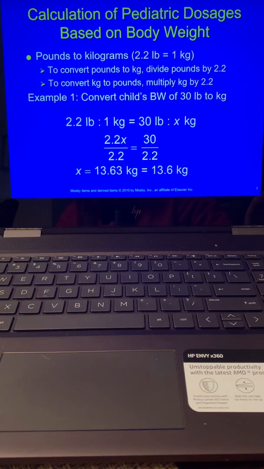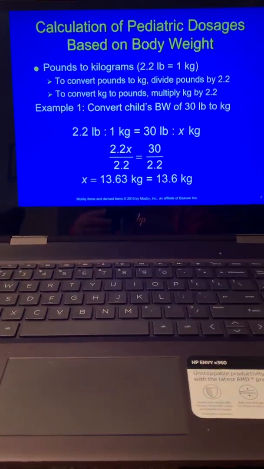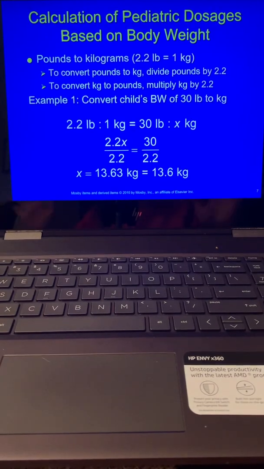The first thing that we need to do is make sure that the weight we have for our pediatric patient or adult patient or whatever is in kilograms. We have to make sure we are using kilograms. So that's going to be your number one step. If it's already in kilograms, cool, you can move on. If it's not, then you have to calculate that. And again, to calculate kilograms, we take our pounds divided by 2.2 to get kilograms.